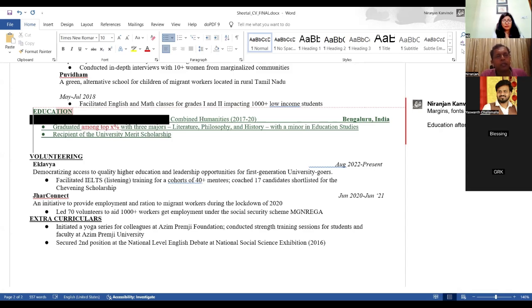So if the university gives you a percentage, you may mention the percentage. If they give you some GPA kind of scores, you put it there. And if you ever achieved any Dean's List kind of thing, then you may also mention the Dean's List, depending on the school that you graduate from.